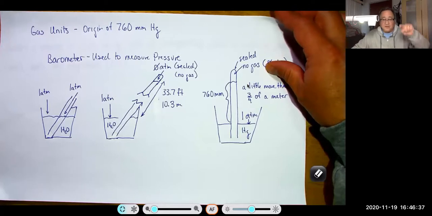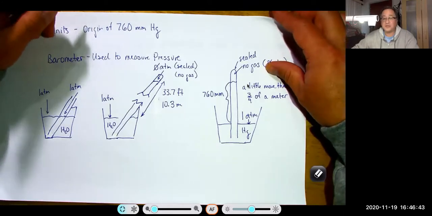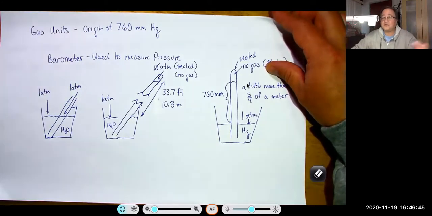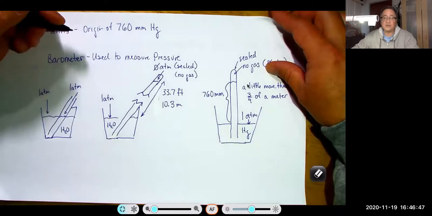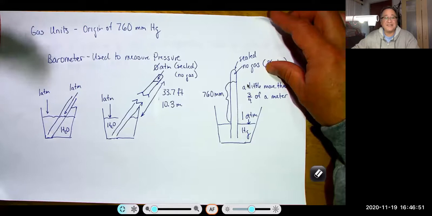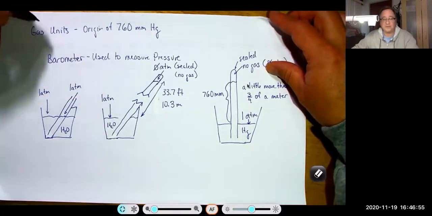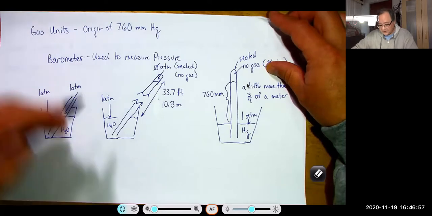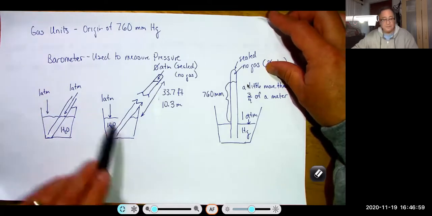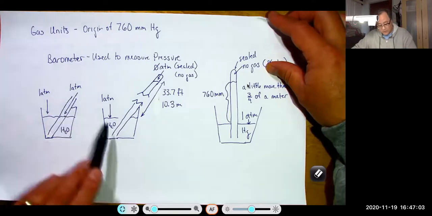If the level in the straw were at 33.7 feet, we know there's 1 atmosphere of pressure. If it were greater than 33.7, we know that there was more than 1 atmosphere of pressure. And likewise, if there was less than 33.7 feet, we know there's less than 1 atmosphere of pressure. By the way, this is something called a barometer.